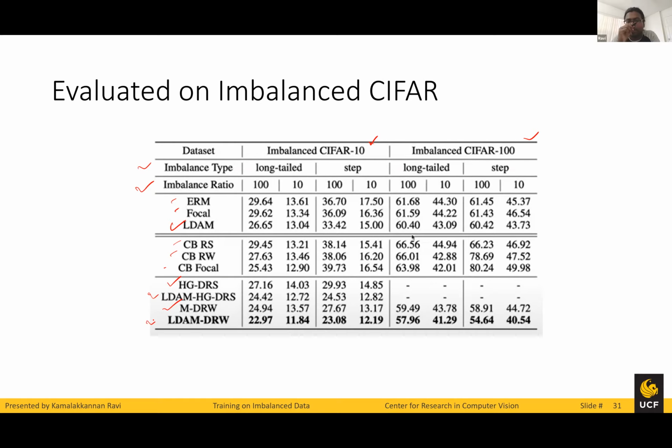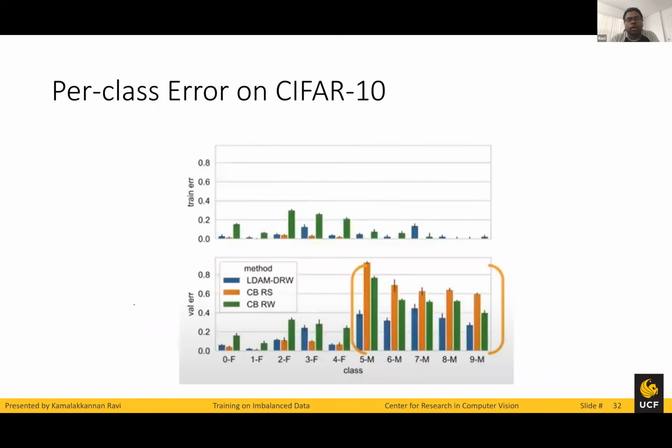As we see, the LDAM with deferred reweighting performs better on the CIFAR10 and CIFAR100 data sets. Moving on, when we look at the visualization of the training and validation error with the CIFAR10 data set, we see the training and validation error for the majority classes still remain the same. However, we are able to drastically reduce the training error and somewhat reduce the validation error. So that's an improvement.